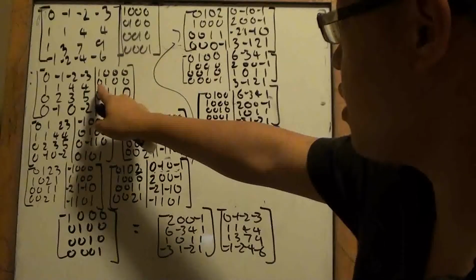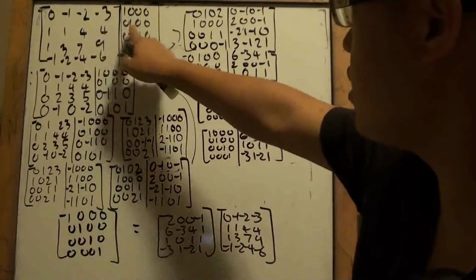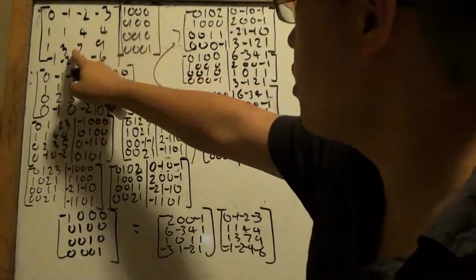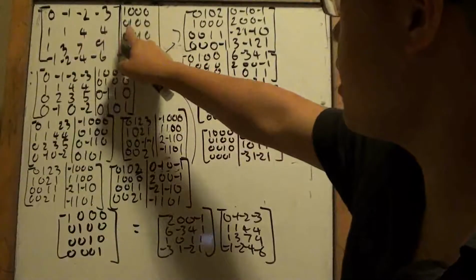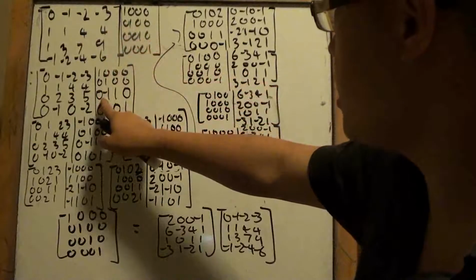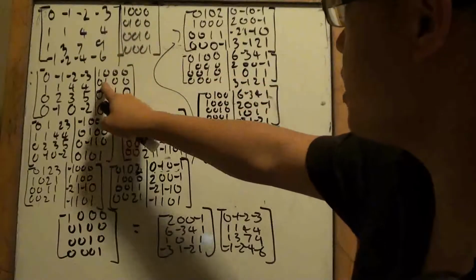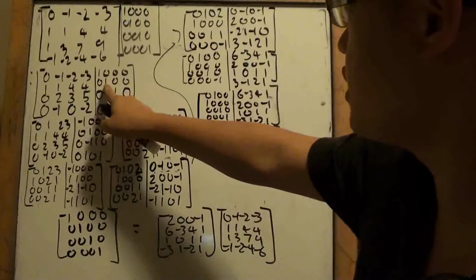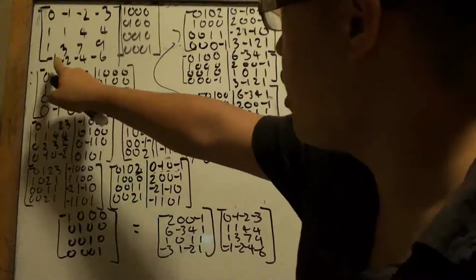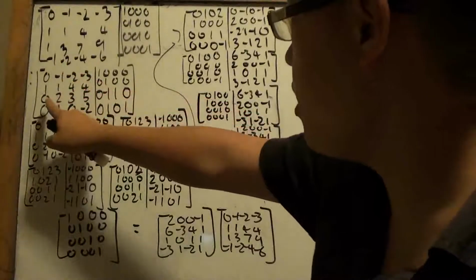So I'm subtracting the second row from the third row, so it's going to be -1, so -1 goes right there. Everything else is not affected because the leading coefficient is only on the second column, right? Okay, moving on to the fourth one.